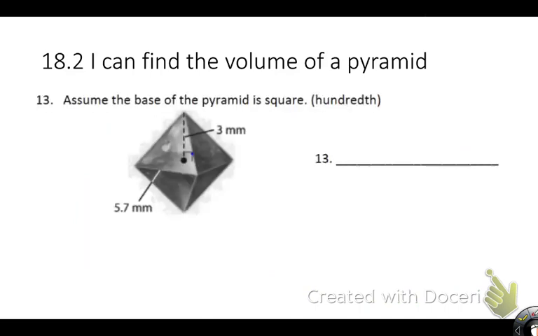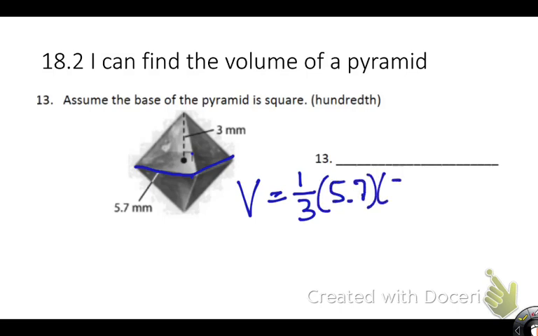All right, looks like this one, we got a couple of pyramids, just kind of one going up, one going down. So we're just going to use the same formula. So we're going to do volume equals 1/3 the area of the base, which is just a square. So it's just going to be 5.7 times 5.7, and then times the height, which is 3. So let's do that. So we're going to have 5.7 times 5.7 times 3, and then I'm going to divide that by 3.